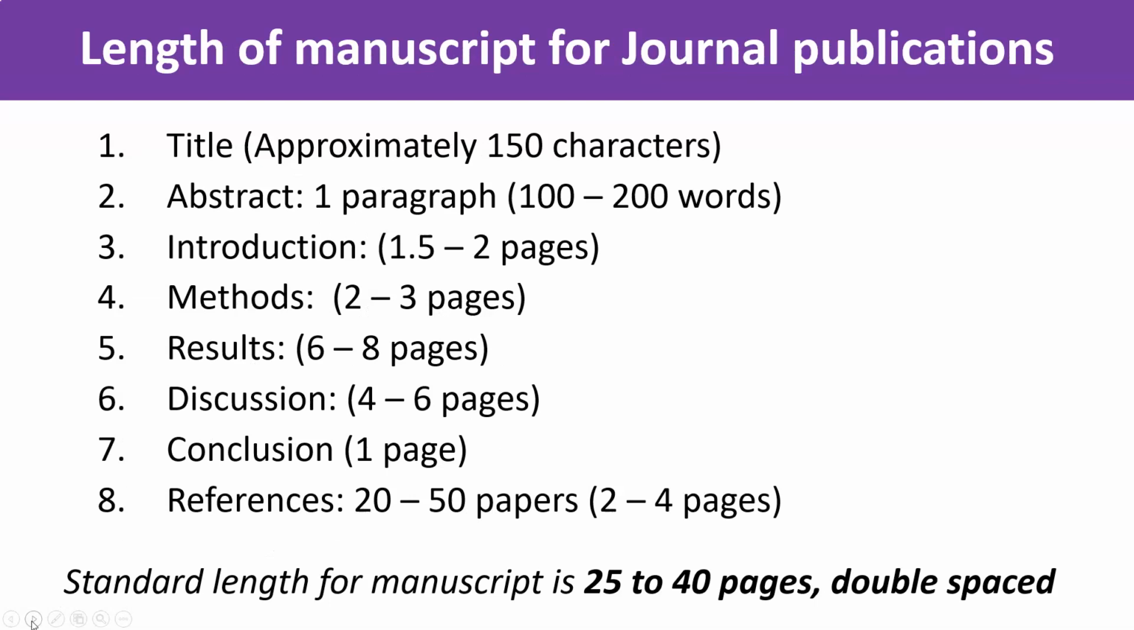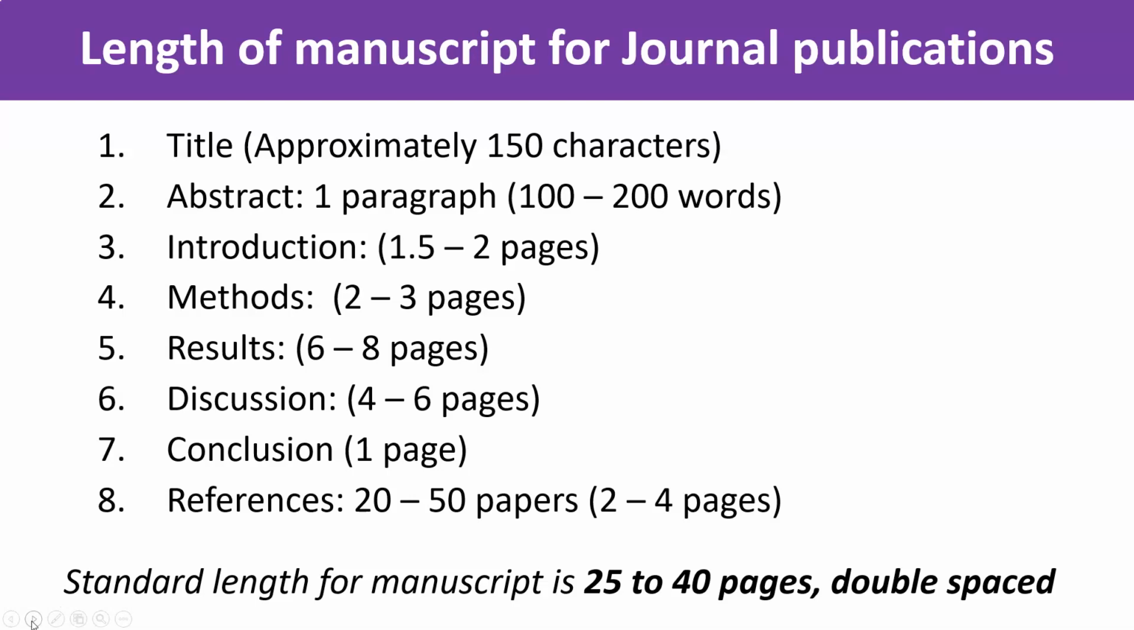So let's see now how those various sections should be. For a journal, this is the arrangement you will have. Of course, you'll have the title, and I said approximately 150 characters, or I would say maybe 18 words maximum. If it's more than 18 words, see how you can manage to compress it to 18 words. Very, very important. And then, or 150 characters.